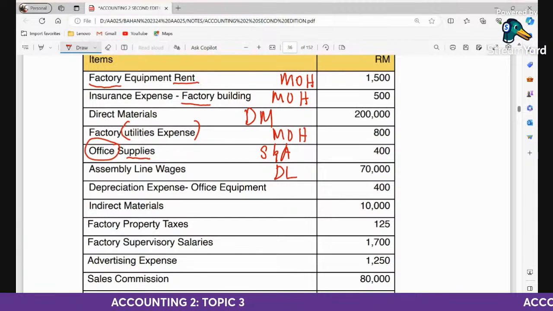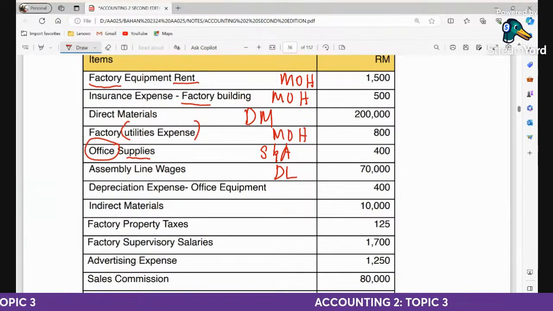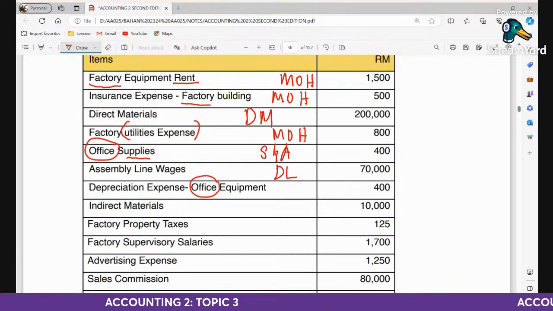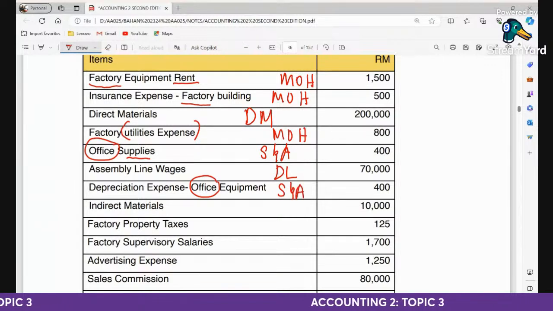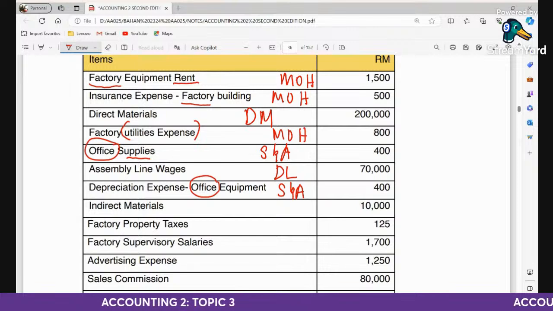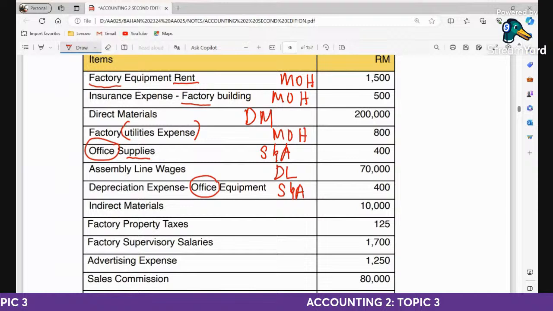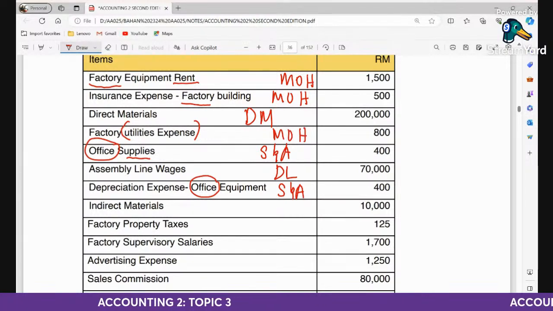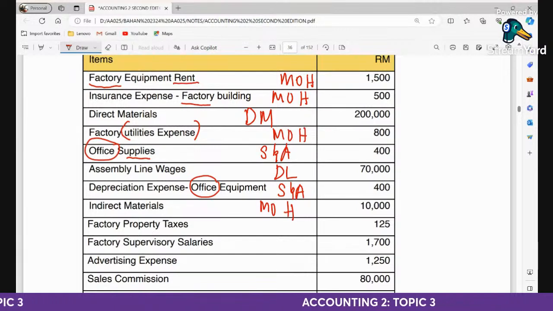Okay, depreciation expense, clear? That is an expenses. Tapi untuk apa? Untuk office equipment. So yang ni is not related to your manufacturing cost. So this is actually your sales and admin. You need to be very careful with this because bila you tersalah classify, jumlah yang kita akan kira adalah salah. Okay, indirect material. Dalam mana? Kilang. Tapi dia indirect. Okay, this is your MOH.